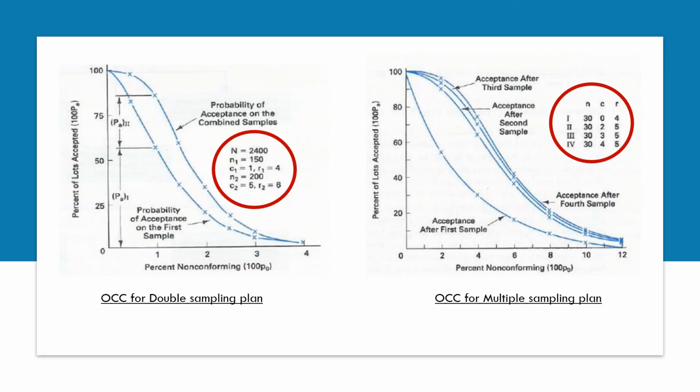That video is the OC curve for a single sampling plan. So here are the examples of a double and multiple OC curves. Computations are the same as in the single sampling plan. As you see in the picture, data encircled are used to plot a curve for the possible quality percentage of the product to be rejected or accepted.